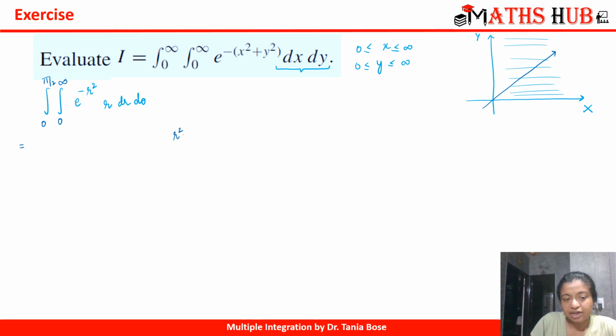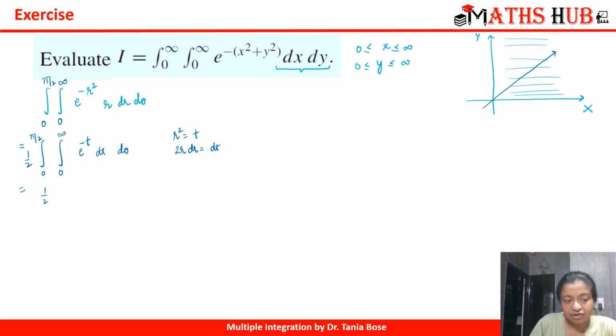Let us put r square equal to t. So 2r dr will be equal to dt, so the integration becomes 0 to pi by 2 integration e to the power minus t, and r dr will become dt by 2. So let me keep this 1 by 2 outside, and d theta. When r is 0, t is 0. When r is infinity, t is also infinity.